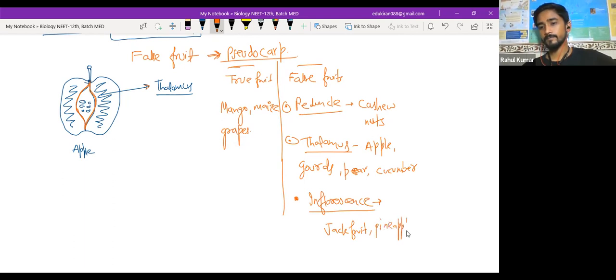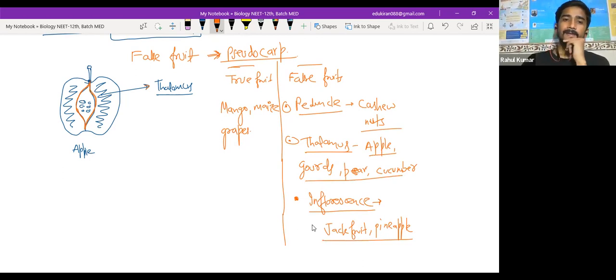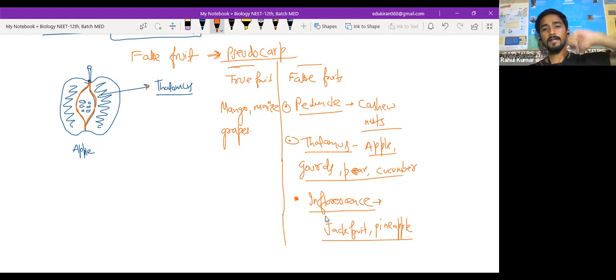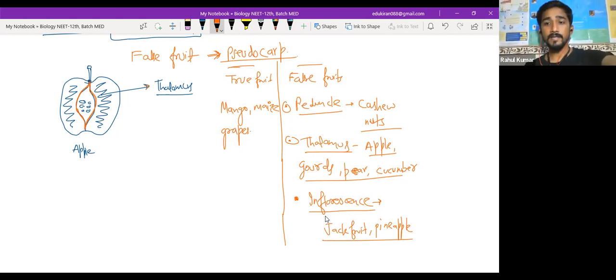So these are the examples that have come in entrances. Just remember them, they are important ones. Okay, false fruits and true fruits are done. Some bit that is left we will discuss in tomorrow's class before we begin sexual reproduction. And it's 8 already, so this is where I declare this class done.